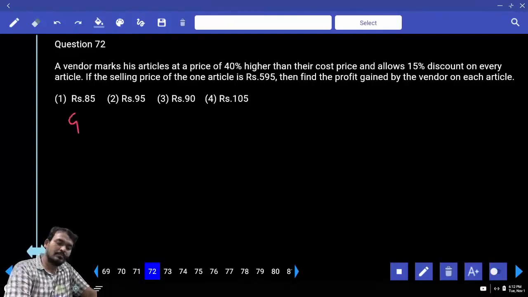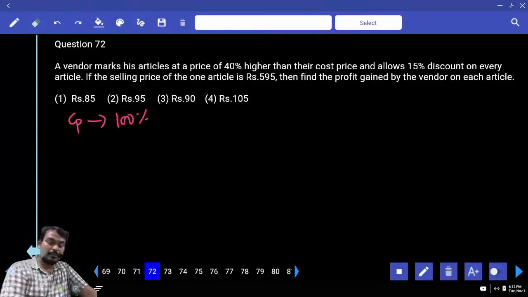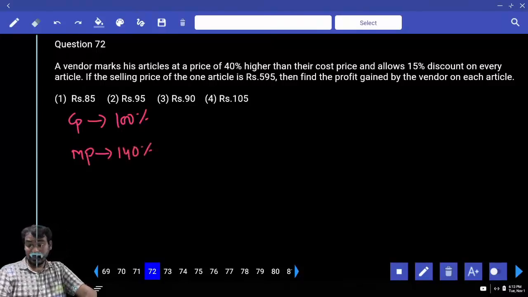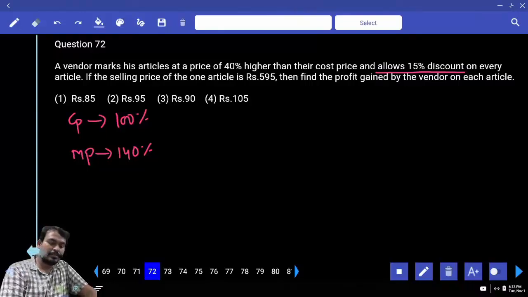Suppose the cost price of the article is 100%. The market price is 40% higher, which means the market price is 140%. But he allows a 15% discount. What is 10%? 14. 5%? 7. So 140 minus 21, then the selling price is 119%.